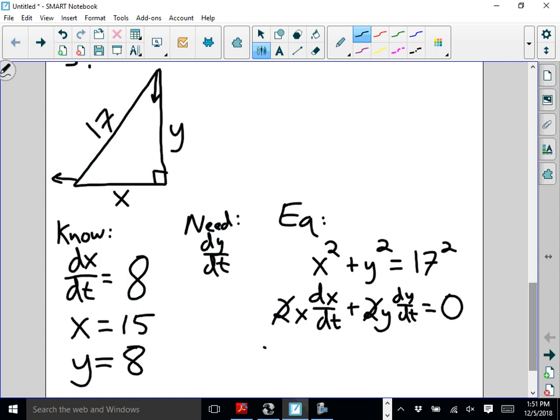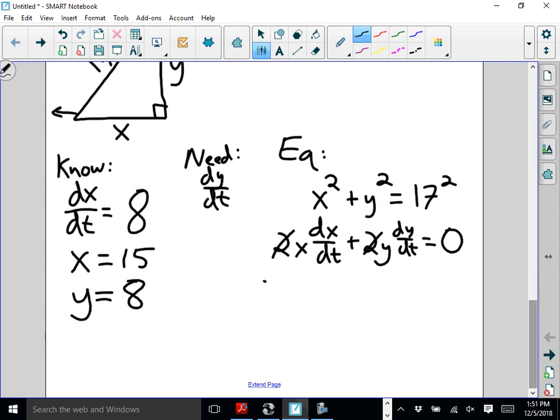So what goes in for x? Well, that would be 15. What goes in for dx/dt? That would be 8. What goes in for y? Now here's the part. If you didn't solve y right at the beginning, you'd need to stop and solve it now because you don't know it. But we already did that. It's 8. And dy/dt is unknown.